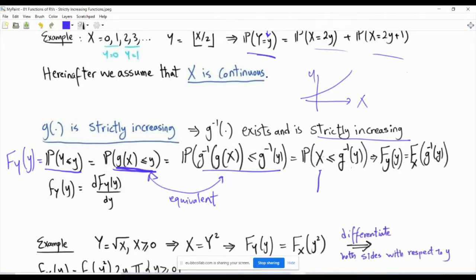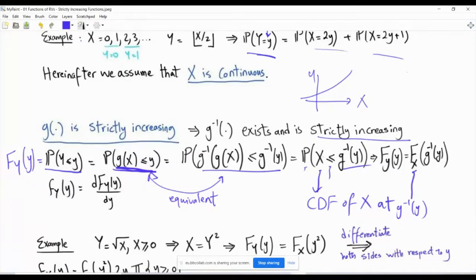And on the right-hand side, you get G inverse of small y, the inverse of the function applied to small y. So now we started with the CDF of y, but we are able to write things in terms of the CDF of x, because this is the probability that x is less than or equal to something, which is the CDF of x. So this thing here is the CDF of x at G inverse of y.